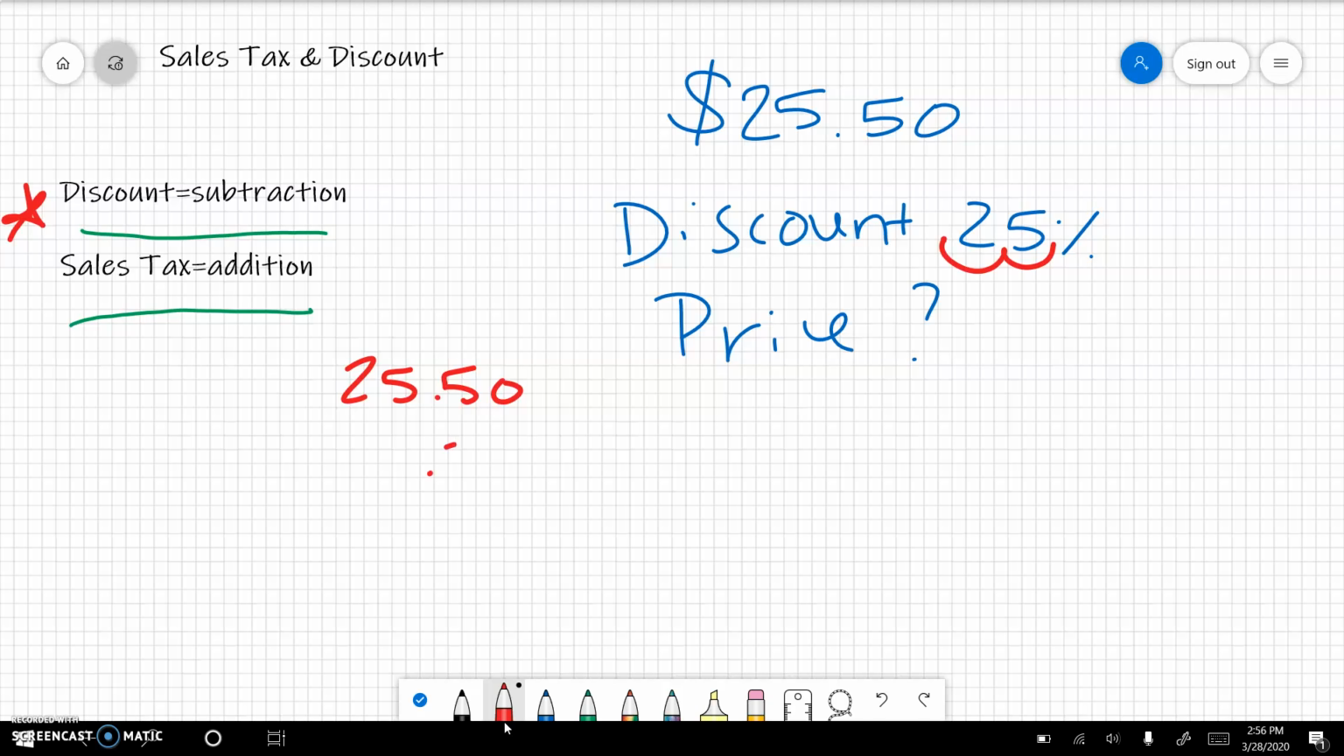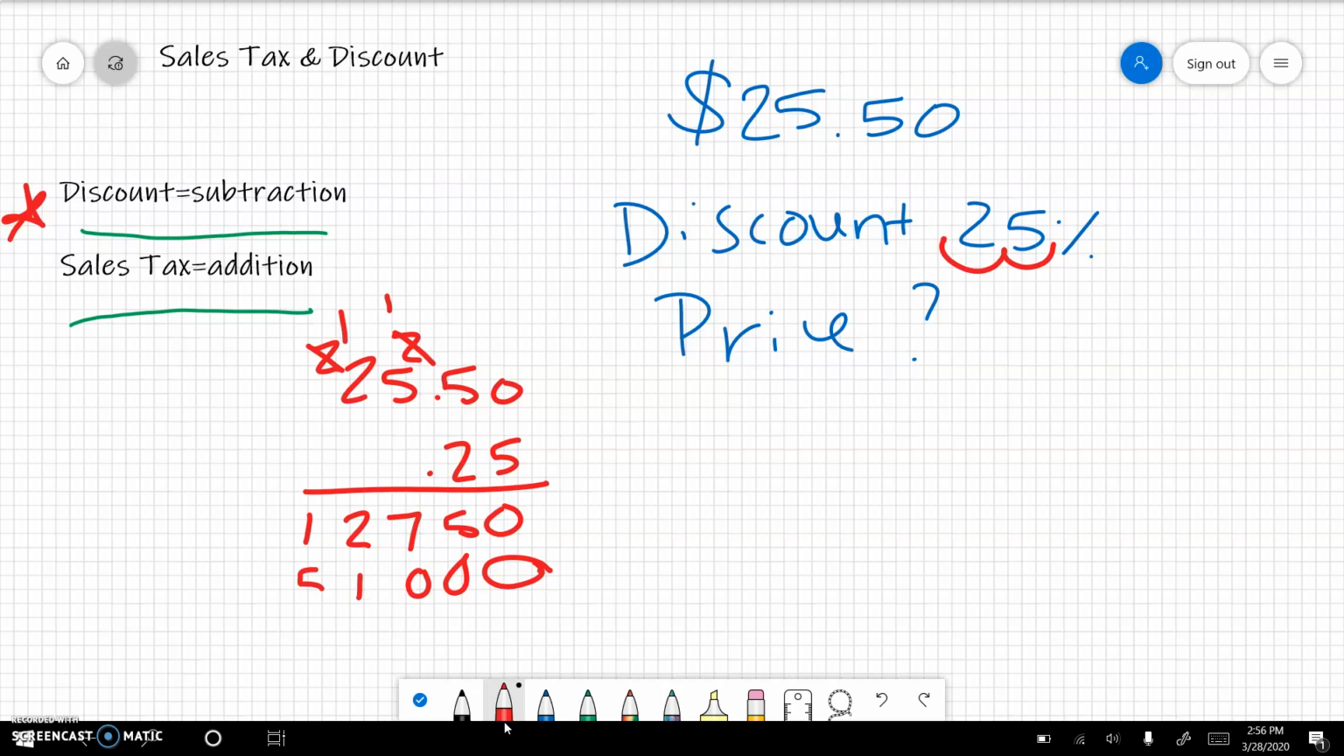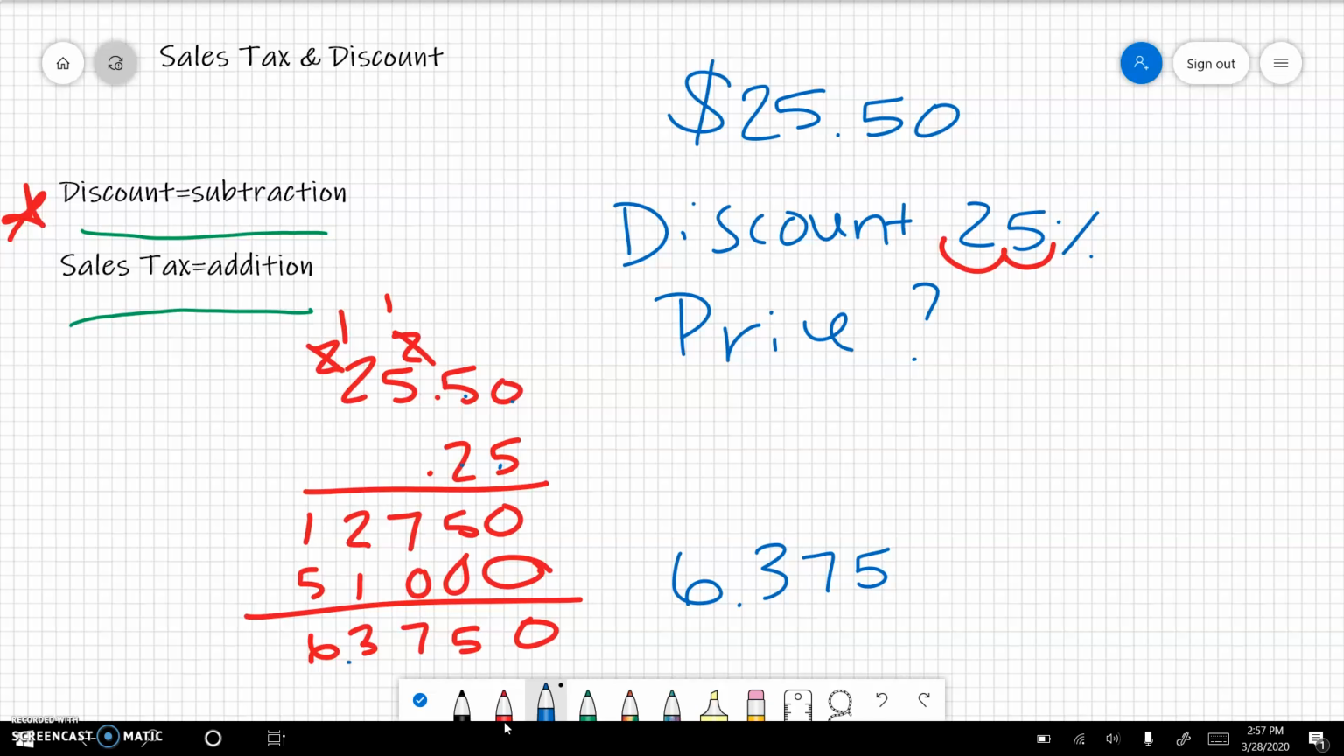25.50 times 0.25. 5 times 0, 5 times 5 is 25, 5 times 5 is 25, plus 2 would be 27, 5 times 2 is 10, plus 2 would be 12. Put my placeholder 0 in, cross those guys out so I don't get confused. 2 times 0 is 0, 2 times 5 is 10, 2 times 5 is 10, plus 1 is 11, 2 times 2 is 4, plus 1 is 5, and I'm going to add them up. 0, 5, 7, 3, 6, and I have 1, 2, 3, 4 places after the decimal. So right now I have 6.375. Then I have a 0, but that doesn't matter.